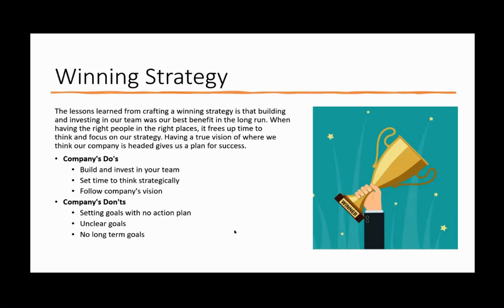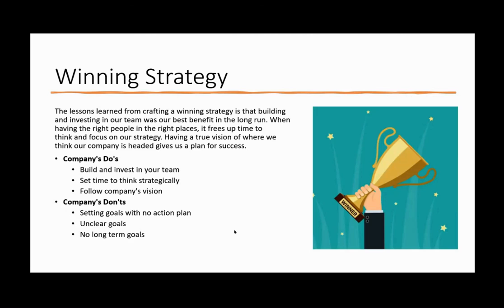Some of our company dos is build and invest in our team. And even though our team has been up and down sometimes, we have always come together and done our best with each other. We have always set time to think strategically, which is another reason why we are successful now, and also following our vision again.